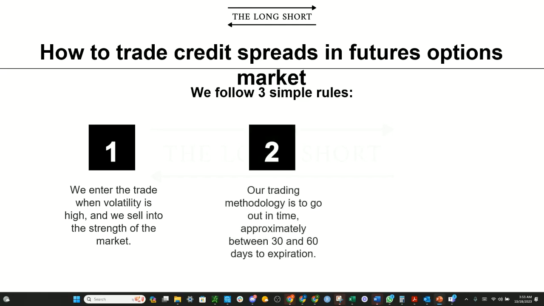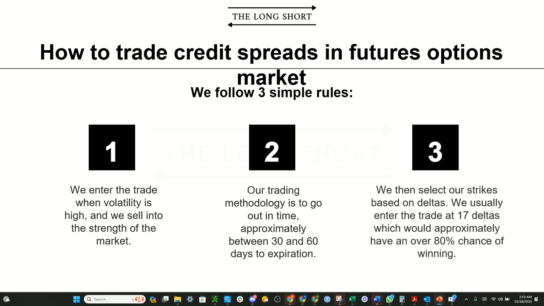Number two, our methodology is to go out in time, approximately between 30 and 60 days. Duration gives us less volatility in the overall returns of the portfolio, meaning the daily P&L moves that you'll see in your account will be less when you have duration on your side. So you will sleep better, and you collect more money when you have more time. The market has to beat you. You don't have to beat the market.